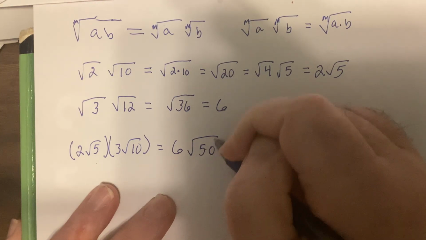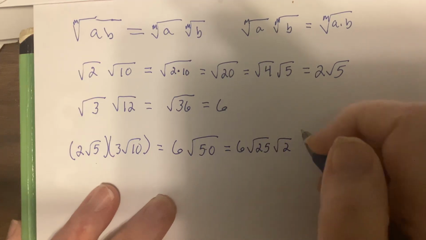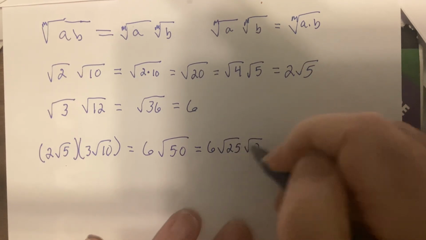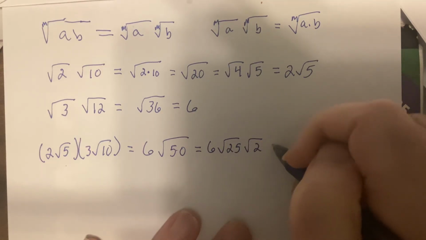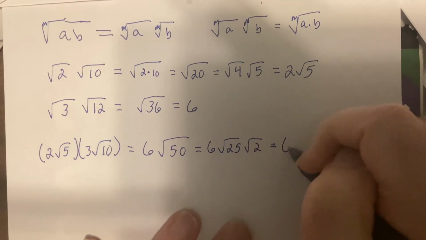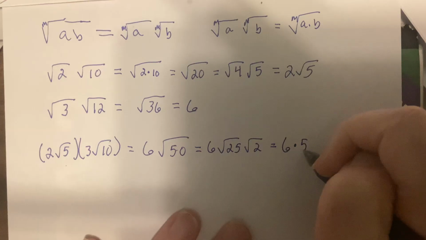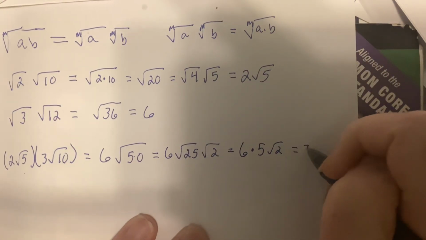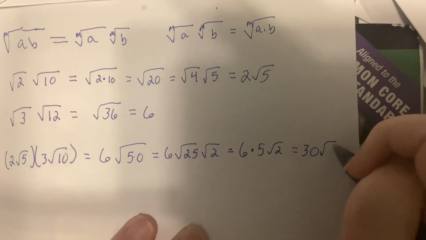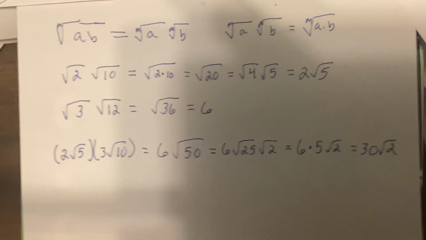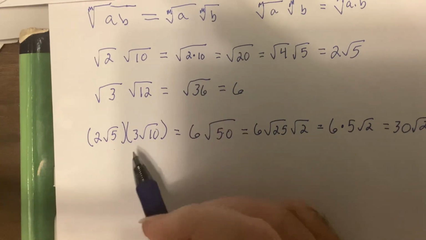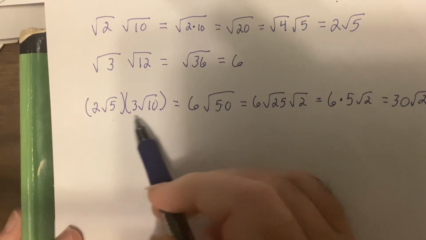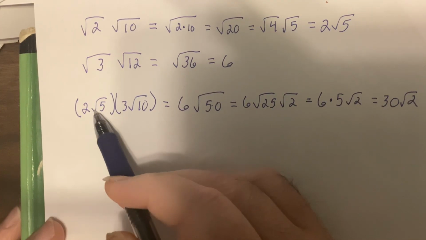Now I'm skipping a step here. Technically it's the square root of 25 times the square root of 2, but I broke it up. And square root of 25 is 5. So it's 6 times 5 times square root of 2. So it'd be 30 square root of 2. Now notice we're not foiling because there's no plus or minus in between the terms.